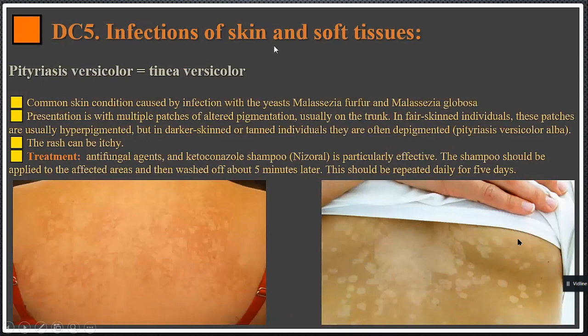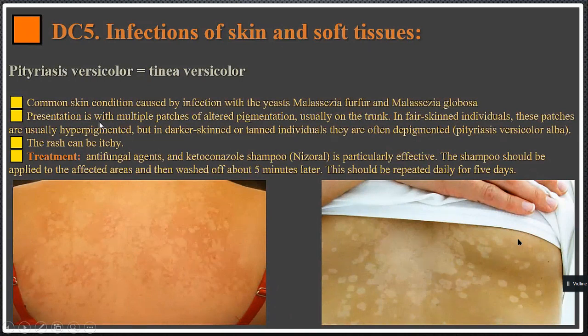Number 5, infections of skin and soft tissue. So you can expect things like pityriasis versicolor or tinea versicolor. It's a common skin condition. What is the causative organism, guys?